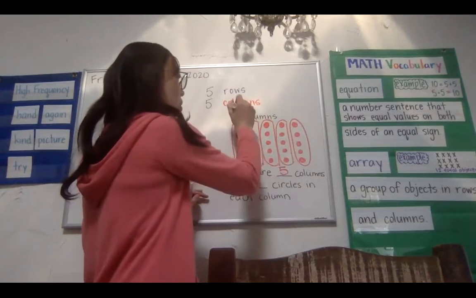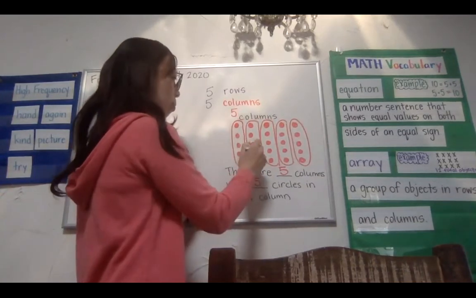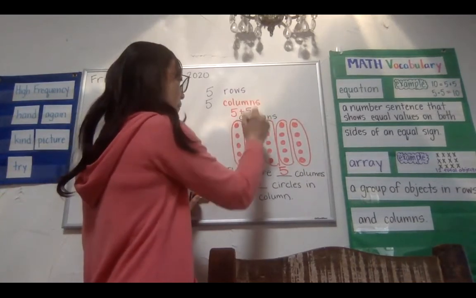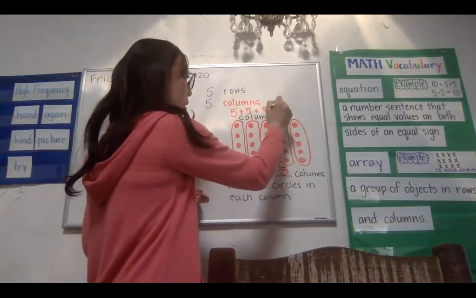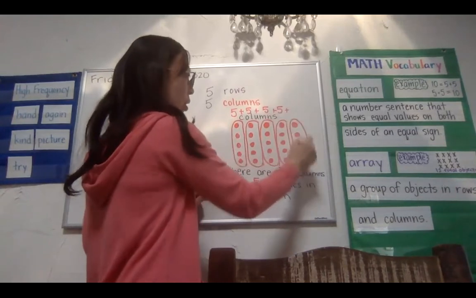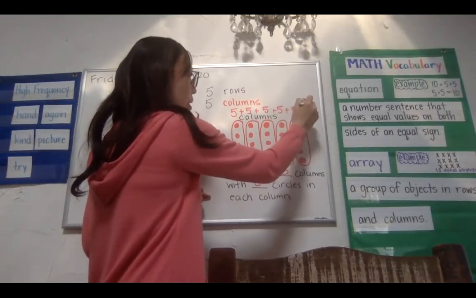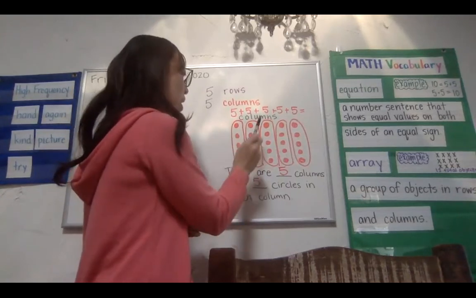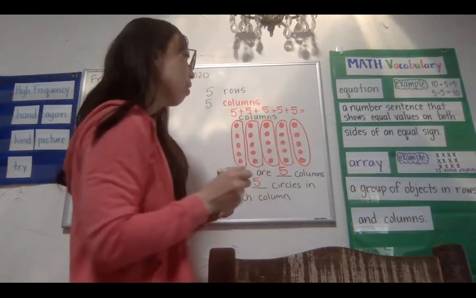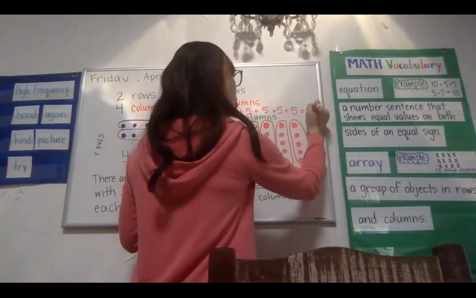So when we write an equation, we would say 5 plus 5 plus 5 plus 5, and there's one last column, so we'll do another 5. And that will give us the sum of, let's count them up, 5, 10, 15, 20, 25. That will give us the sum of 25.